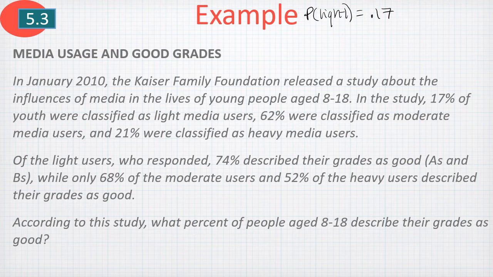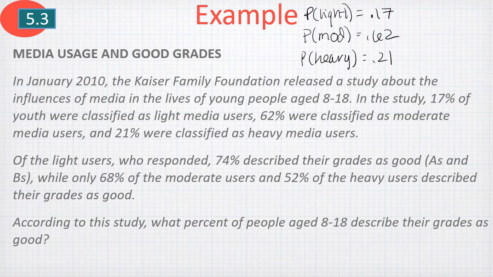62% were classified as moderate. Okay, probability of moderate usage is 0.62. All right, then I go on to: and 21% were classified as heavy media users. So heavy equals 0.21. Fabulous. Then it says, of the light users who responded, 0.74 described their grades as good, A's and B's, while 68 of the moderate users and 52 of the heavy users described their grades as good. So I'm going to back up and be like, what? So of the light users, so given light users.